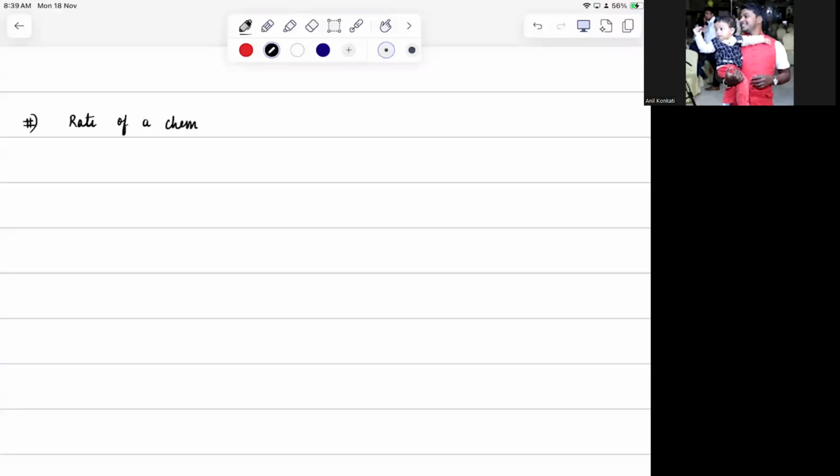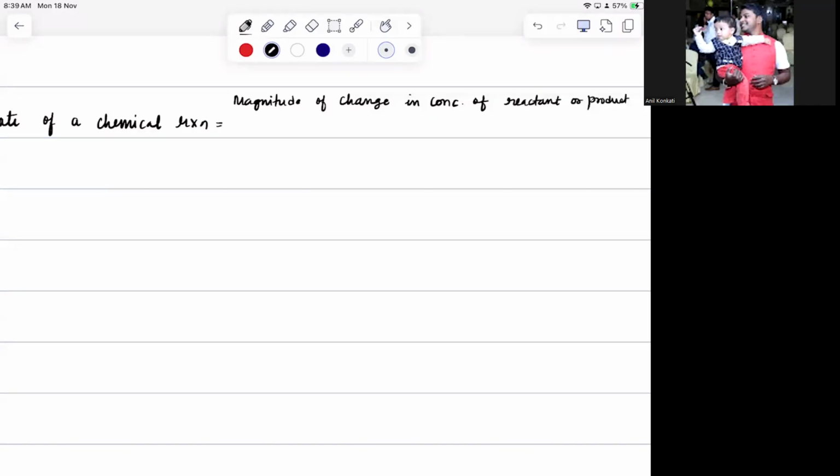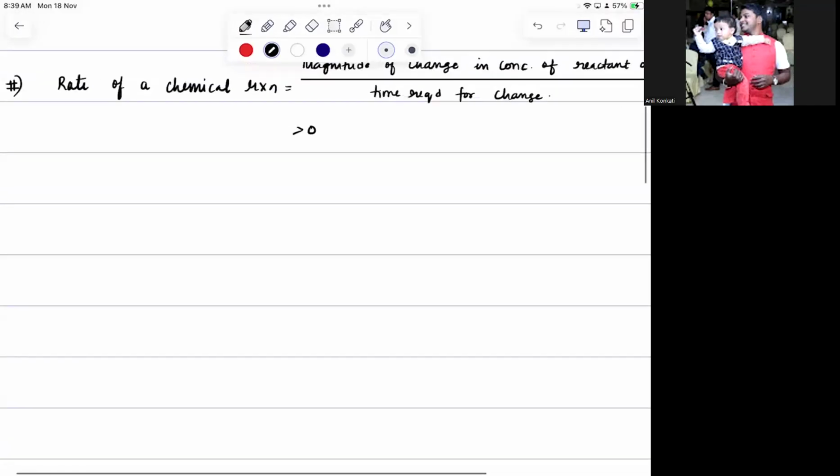So rate of chemical reaction is the magnitude of change in concentration of reactant or product with respect to the time required for that change to happen. Got it? And this is always a positive term. It's always a positive term.